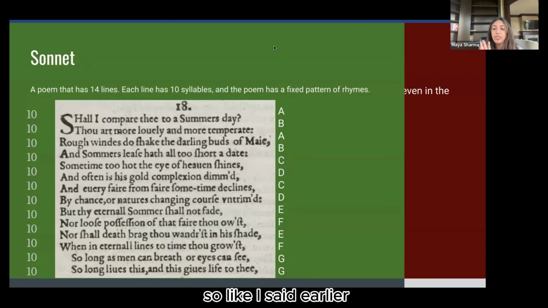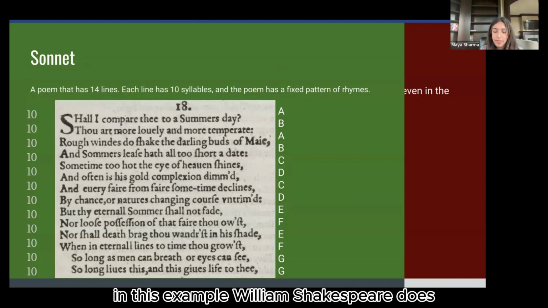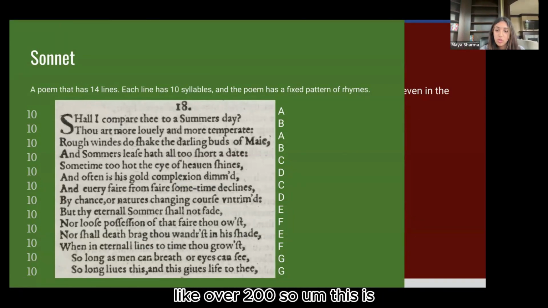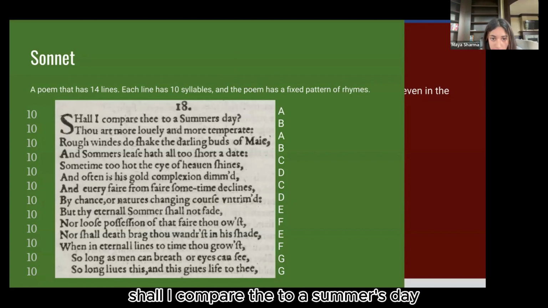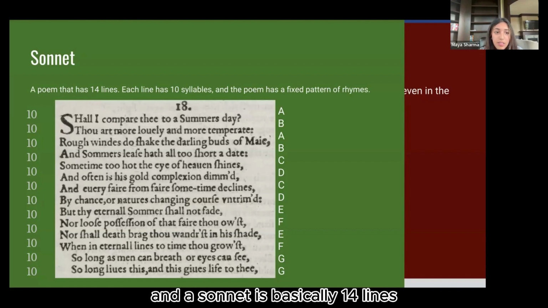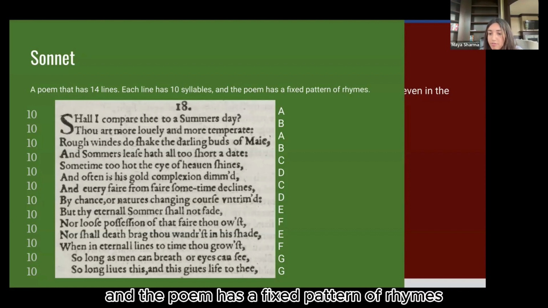So like I said earlier, a sonnet is a very classical form of a poem type that, in this example, William Shakespeare does. And William Shakespeare has done a lot of sonnets, like over 200. So this is Shall I Compare Thee to a Summer's Day? And a sonnet is basically 14 lines. Each line has 10 syllables, and the poem has a fixed pattern of rhymes.